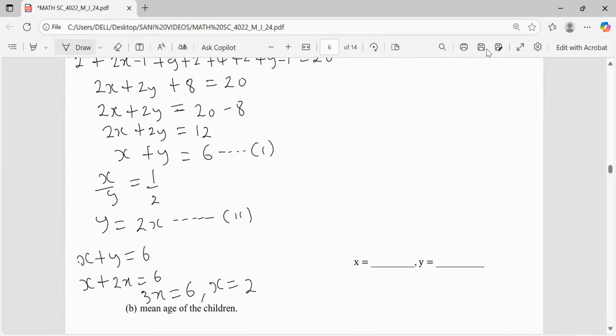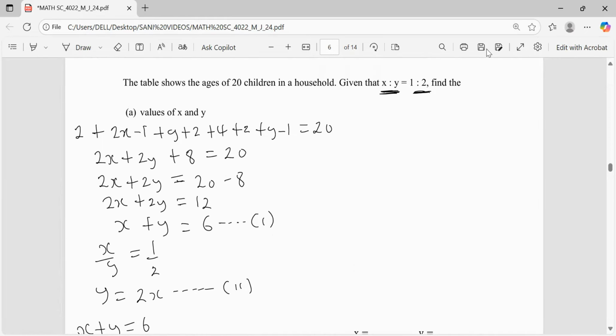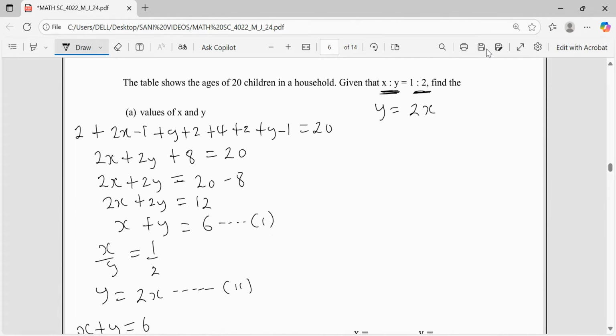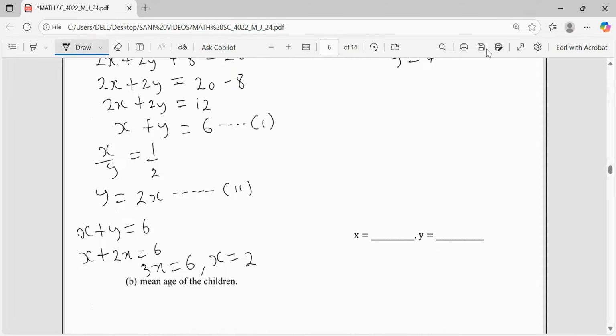Now, to get the value of y, substitute x as 2 into equation 2. Equation 2 is y equals 2x. So that's y equals 2 times 2. So therefore, y is equal to 4. So the value of y is 4, while the value of x is 2. X is 2 and y is 4.